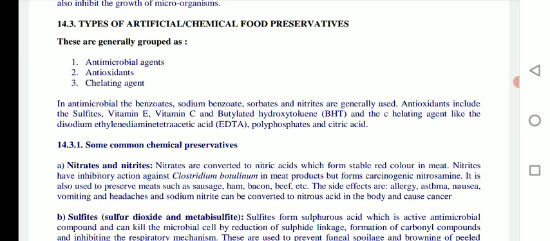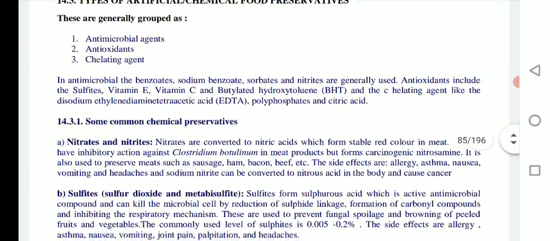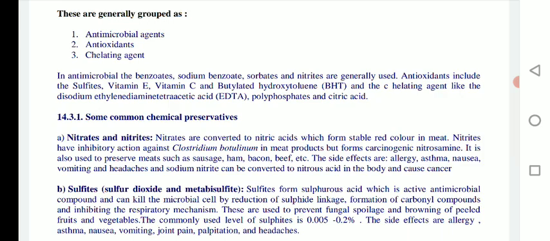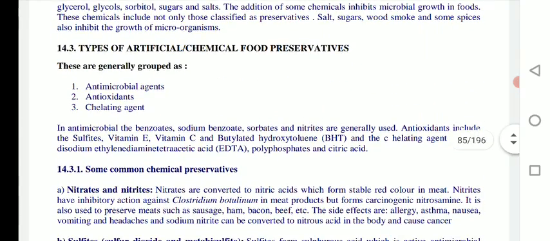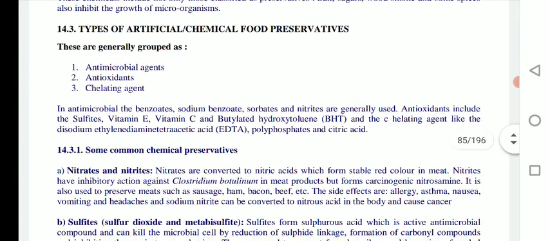And polyphosphate and citric acid. So overall these are examples of various groups of artificial and chemical food preservatives.